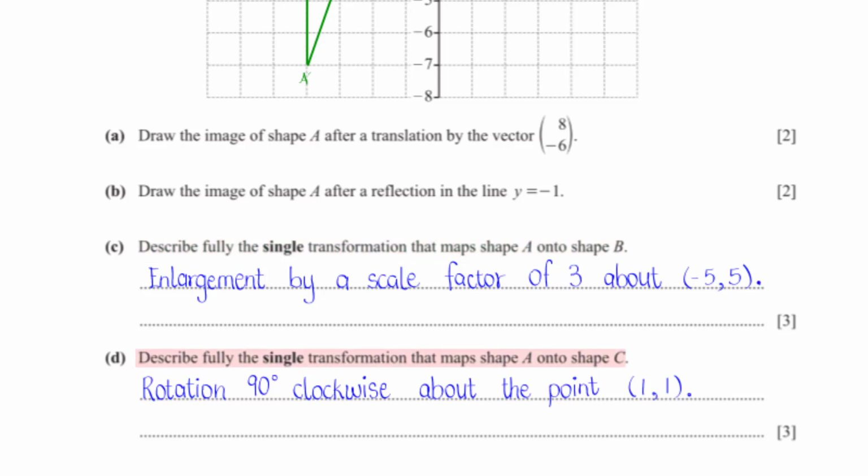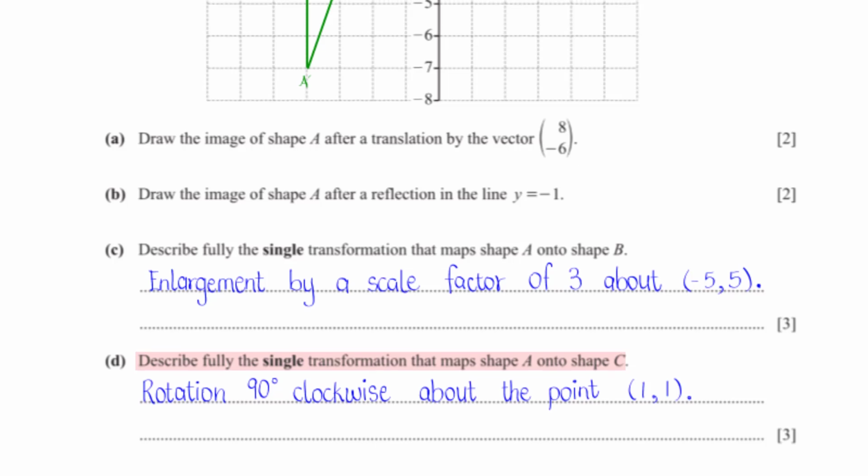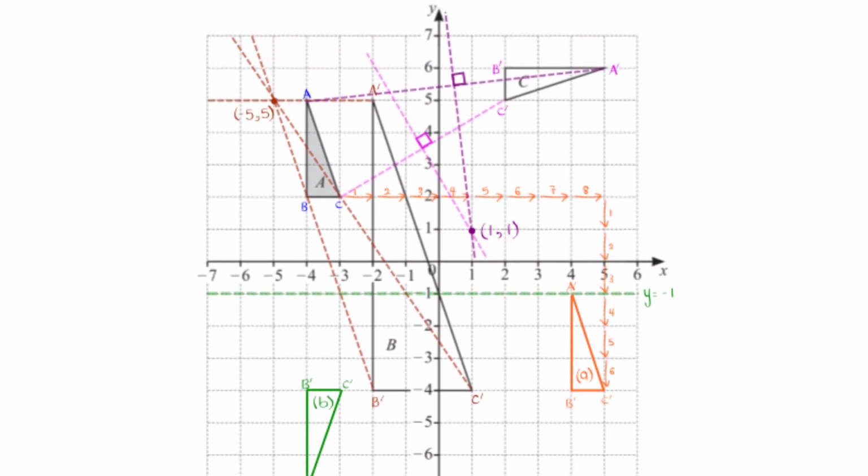Describe fully the single transformation that maps shape A onto shape C. When we look at shape A and shape C, we can tell straight away that this is a rotation 90 degrees clockwise. The next thing is to find the center of rotation.